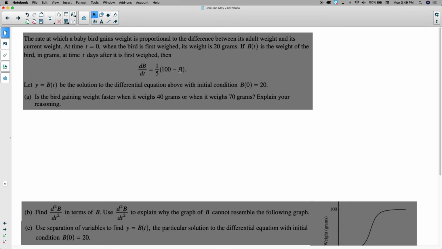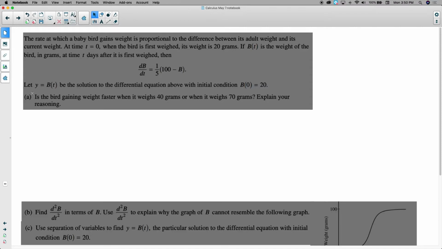So when the weight of the bird is small, then this number is going to be pretty big, and the growth rate is going to be 1/5 times that. Let's say that's somehow a sizable number because B is super small. But as B gets bigger, up into like the 90s, then 100 minus 90 isn't very big. So the idea is that the bird is growing faster when it's smaller than when it's closer to its actual adult weight. All that makes sense, I'm just thinking that through.